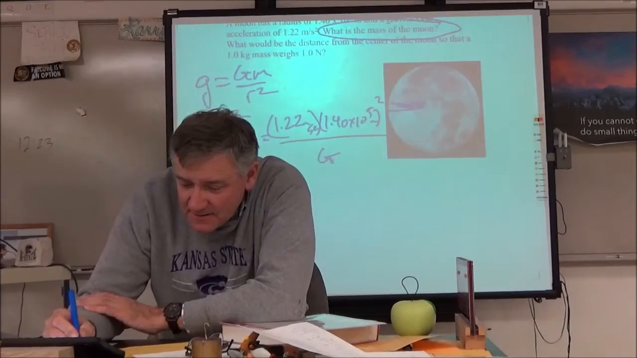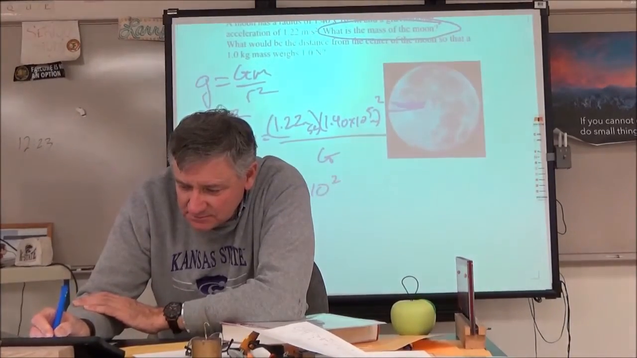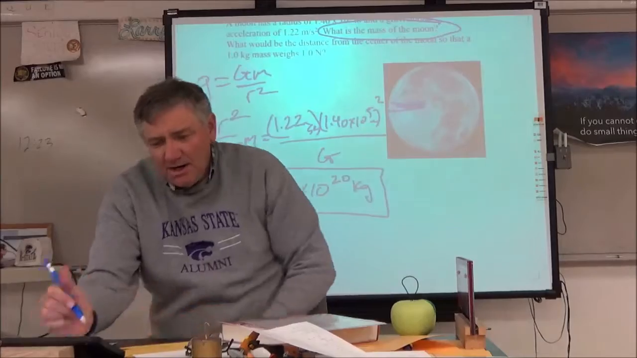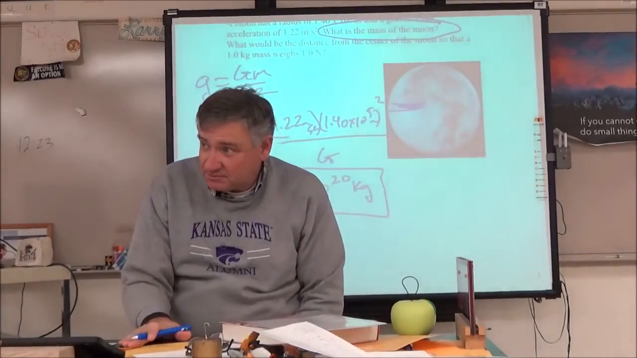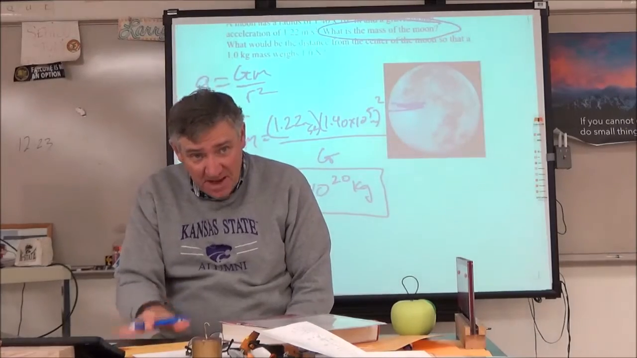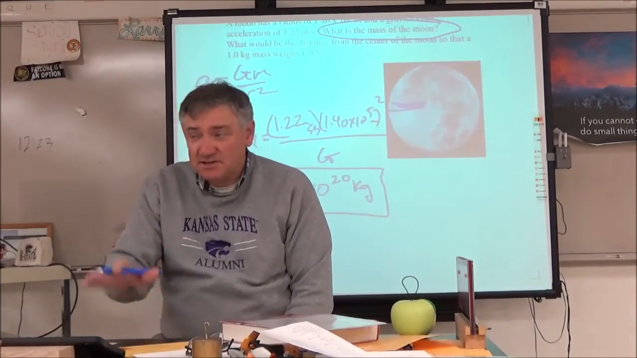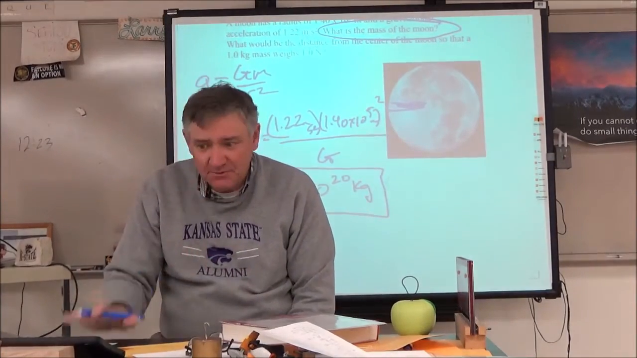3.59 times 10 to the 20th. That's what I got. Kilograms. That's cool. Okay. And literally, that's what you do. When you're trying to find the mass of a planet or a moon, you figure out what little g is, you work backwards and you find the mass. Okay? That's what you do.